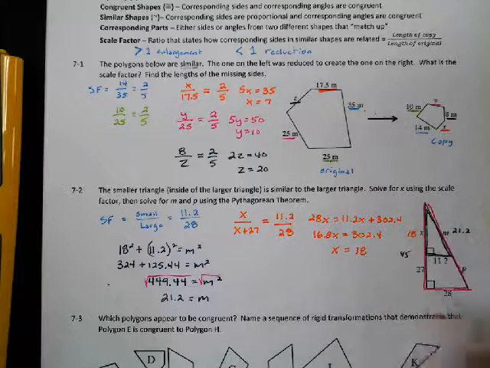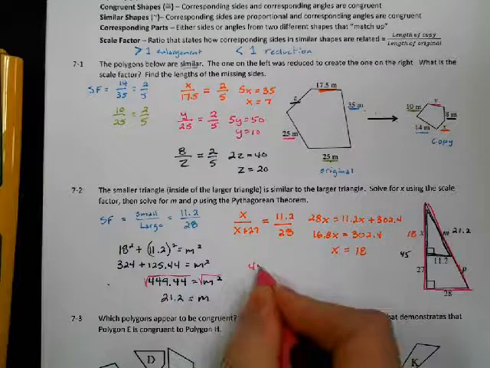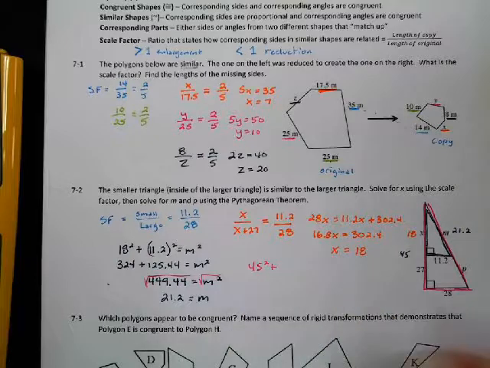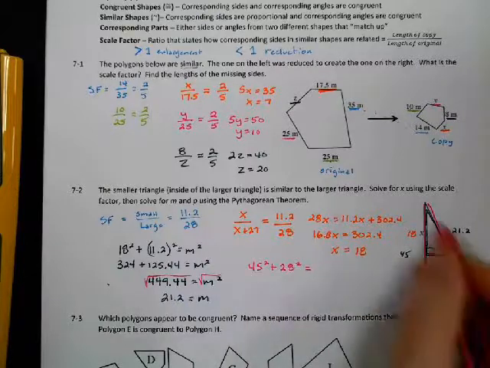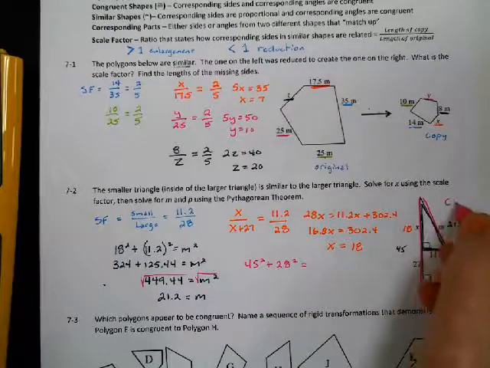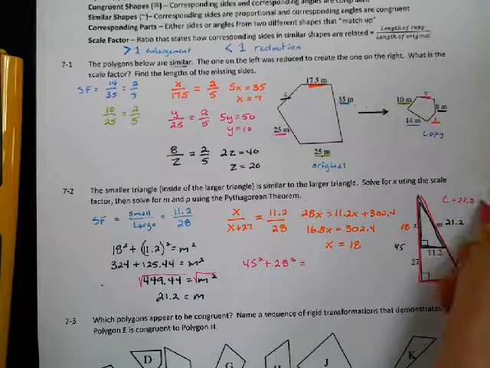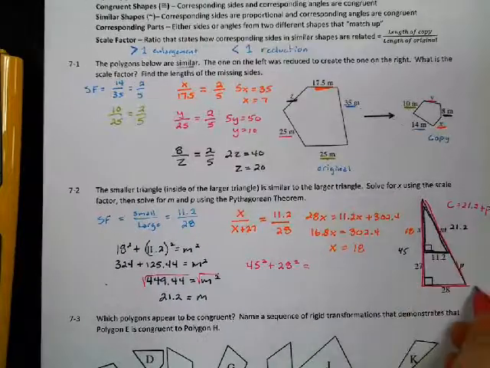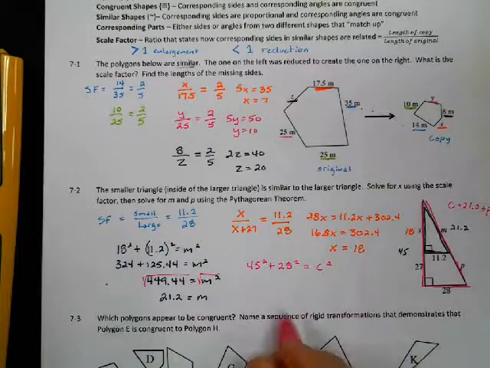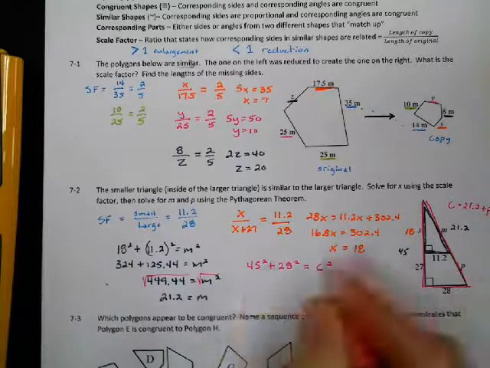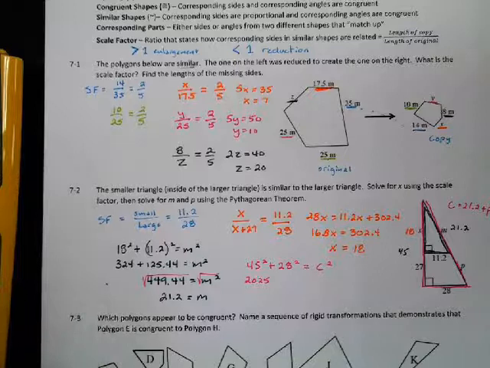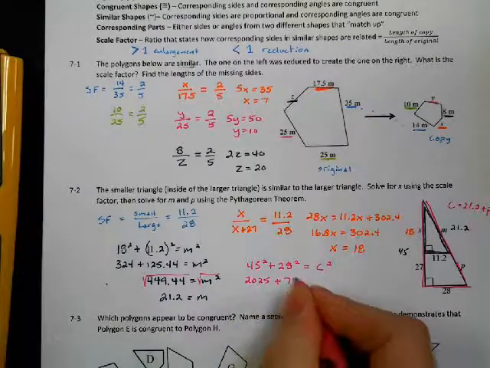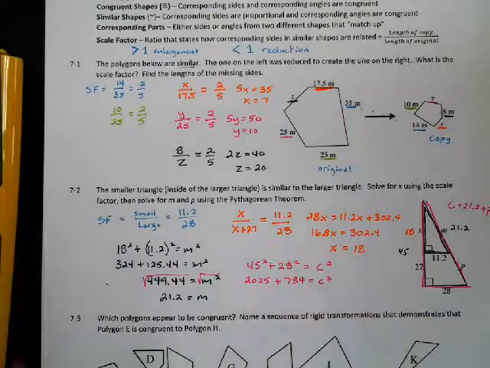So I'm going to do 45 squared plus 28 squared is equal to c squared. We're just going to call this c. We're going to say that c is equal to 21.2 plus p. So this is the whole side over there. Okay, so 45 squared is 2025. 28 squared is 784. And then add those two together. We get 2809. I think that's a perfect square.